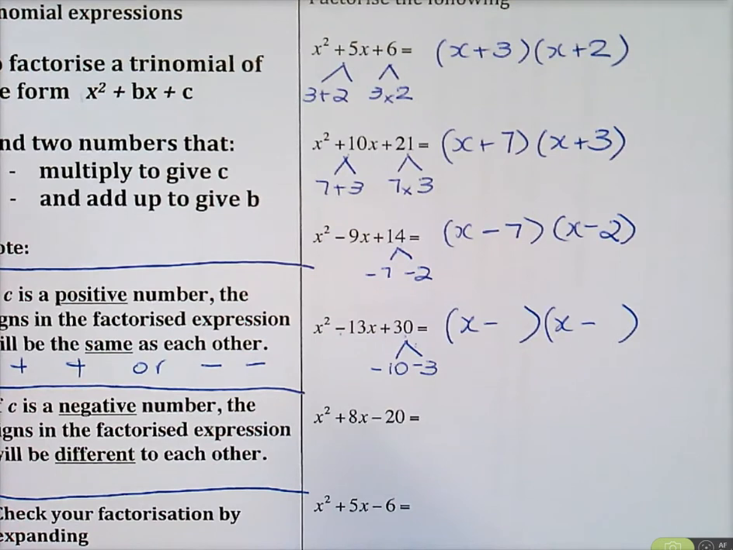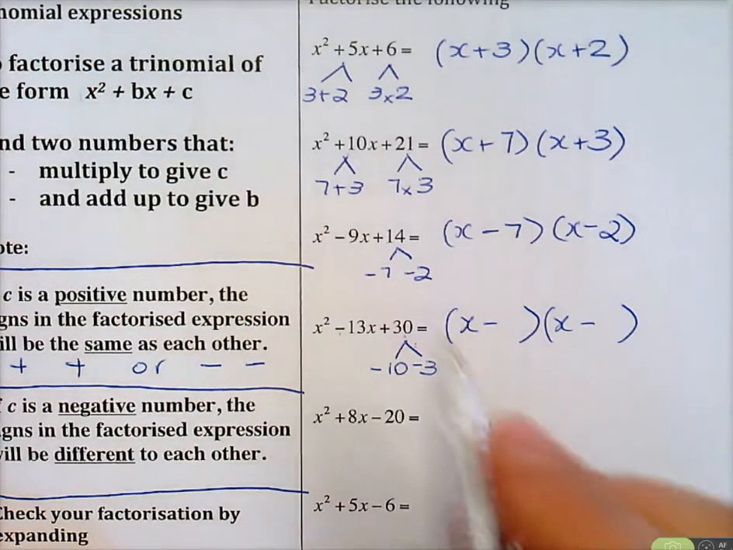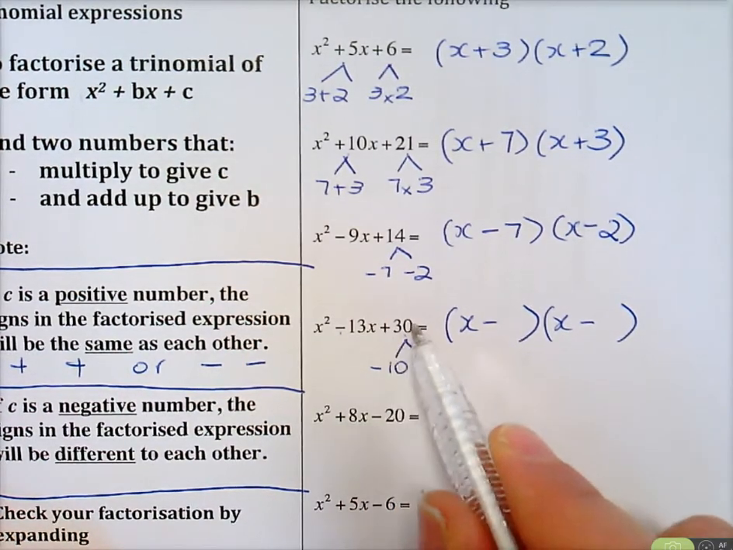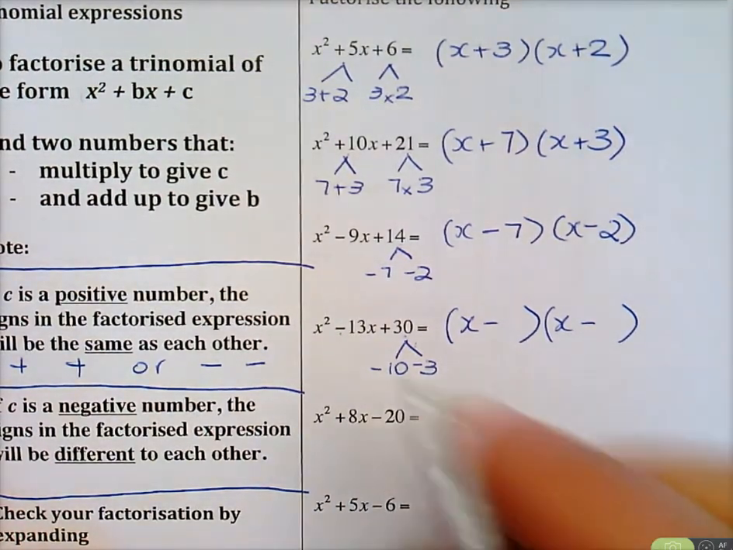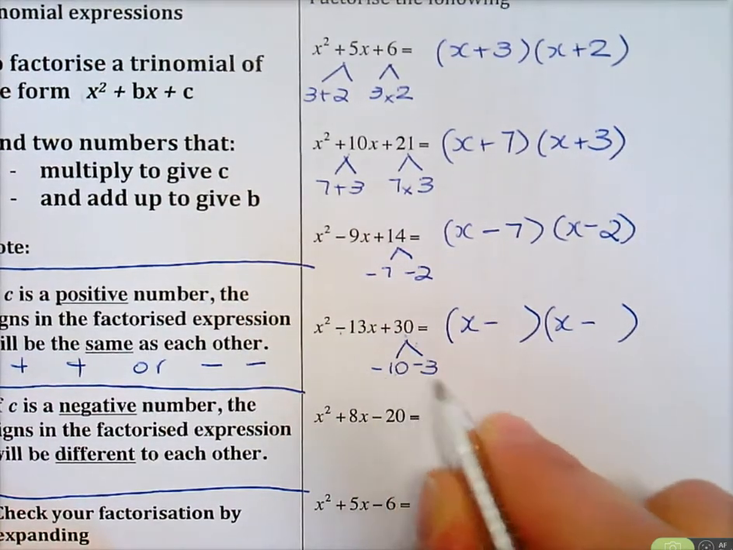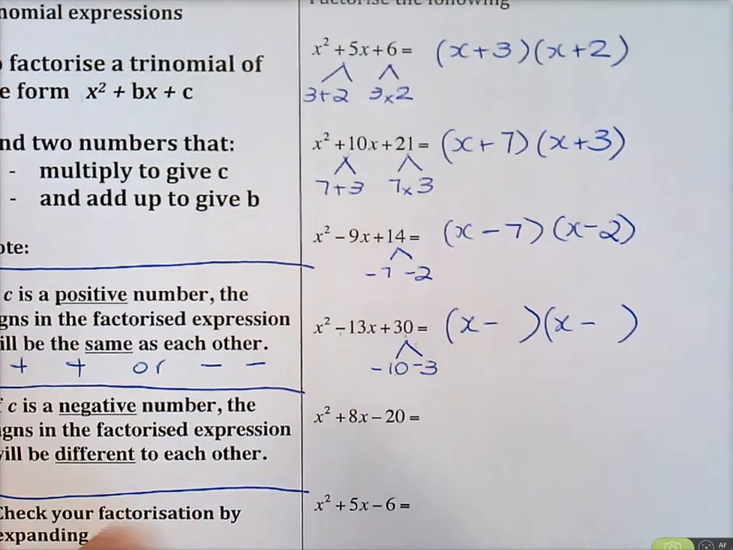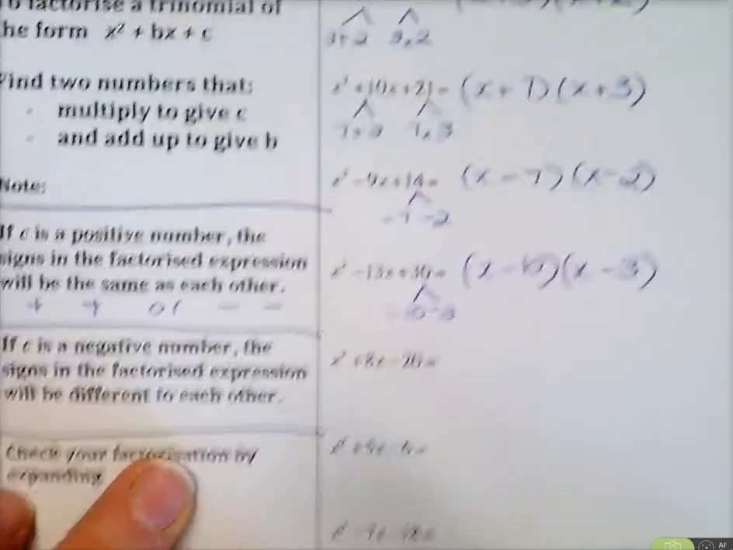So girls, that's a tricky one. So the 10 and 3, you might think, yeah, that's going to work, but 15 and 2 could work as well, because 15 minus 2 is 13. But because you're multiplying to give positive 30, they both have to be negative, and negative times a negative is a positive. So negative 10 times negative 3 is 30, and negative 10 plus negative 3 is negative 13. And that's a tricky one.